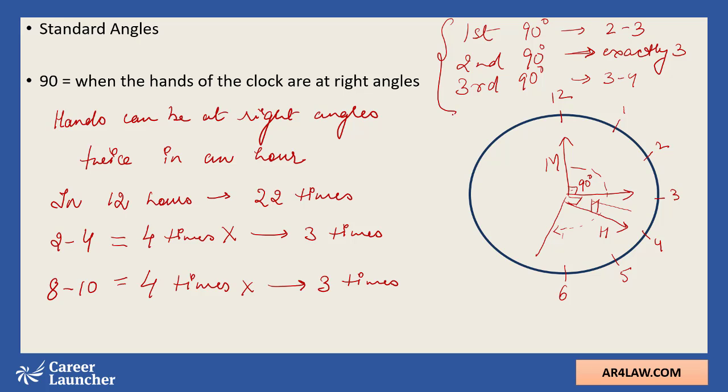in place of 4. The same phenomenon we can say happens for 8 to 10. Okay, where again the first 90 degrees is created between 8 to 9. The second 90 degrees is created at exactly 9 o'clock, and the third 90 degrees is created between 9 to 10. So these two time periods are the exception hours for 90 degrees, and that is what you need to keep in mind.